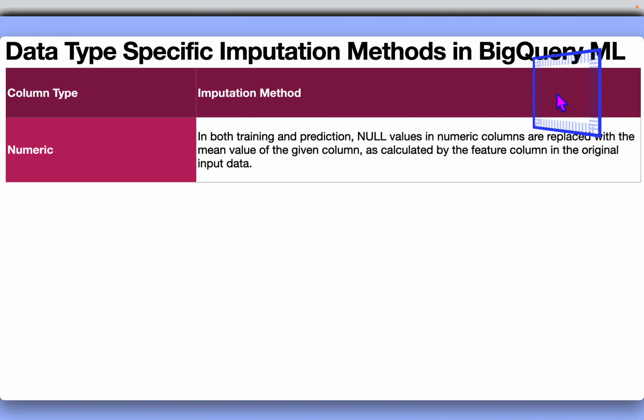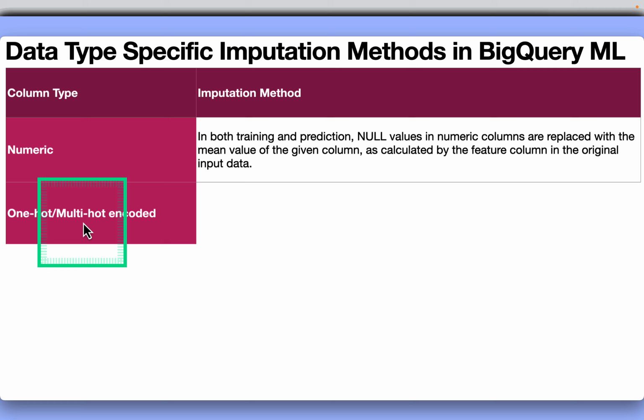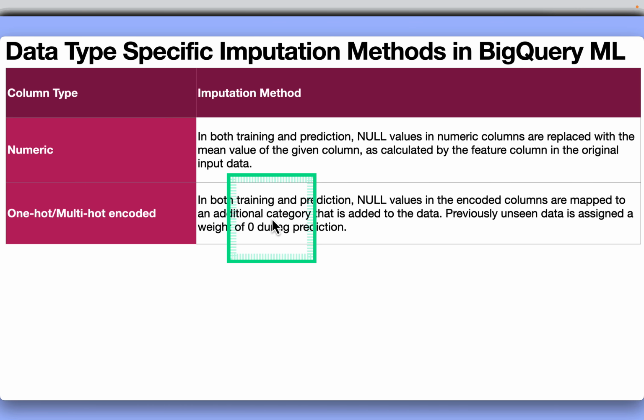So we have numeric. In both training and prediction, null values in numeric columns are replaced with the mean value of the given column, as calculated by the feature column in the original input data. And we have one-hot and multi-hot encoded. In both training and prediction, null values in the encoded columns are mapped to an additional category that is added to the data. Previously unseen data is assigned a weight of 0 during prediction.